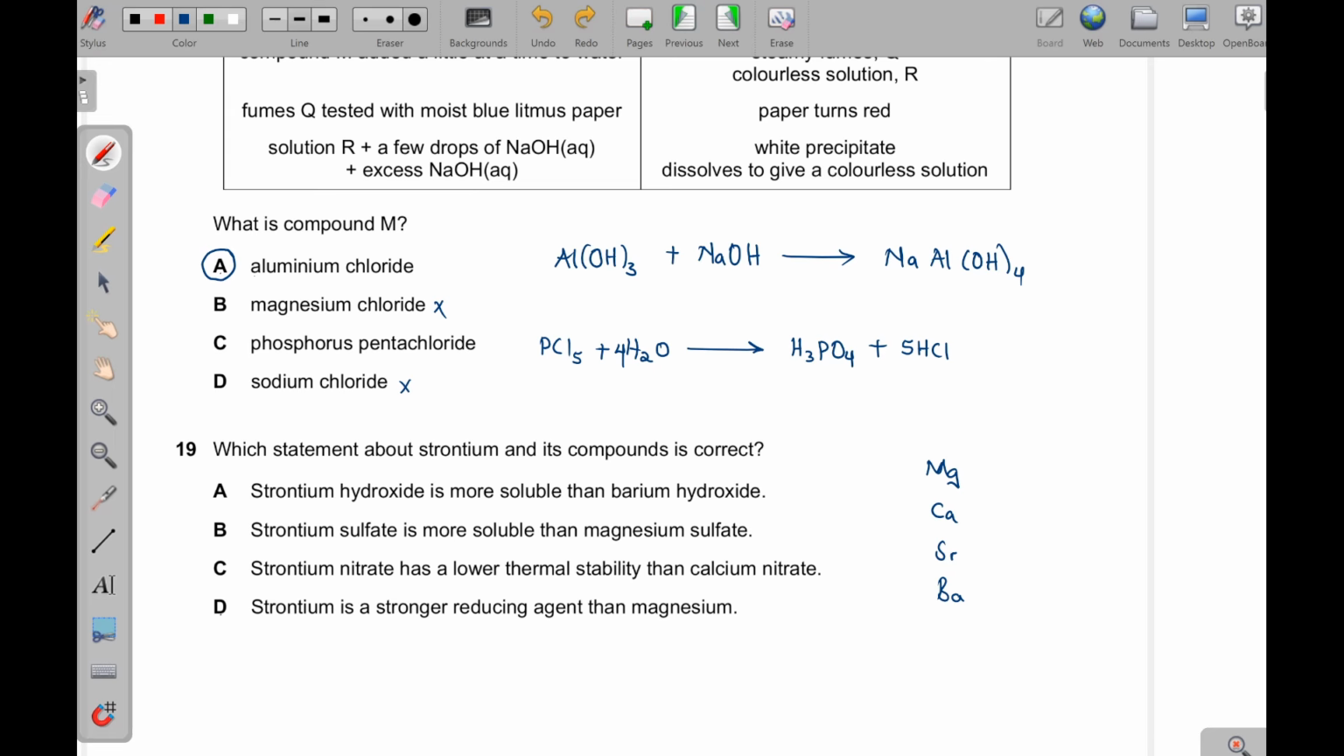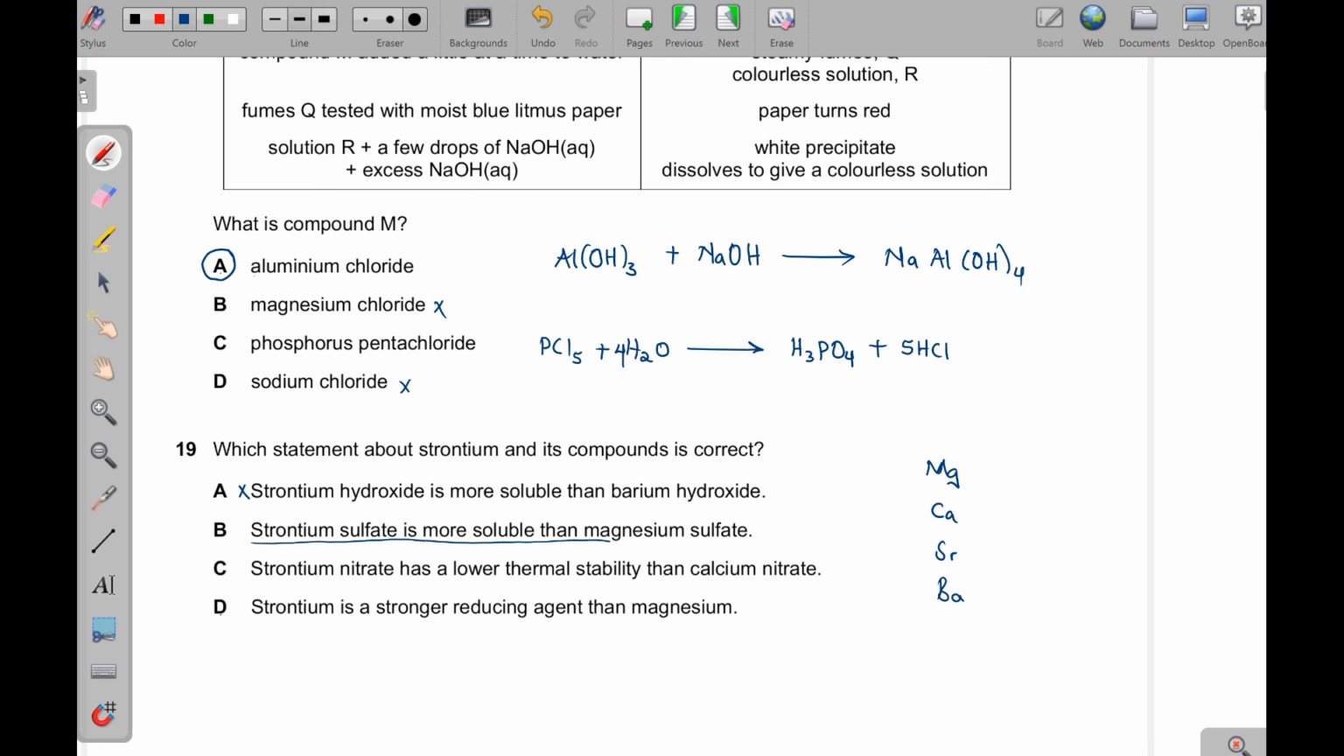Hydroxides of group 2, the solubility of hydroxides of group 2 increases down the group. Okay, now here they are saying strontium hydroxide is more soluble than barium hydroxide. Barium appears to be below strontium, so it is more soluble compared to strontium. So that means we are going to put off A. Then we go to the next one here.